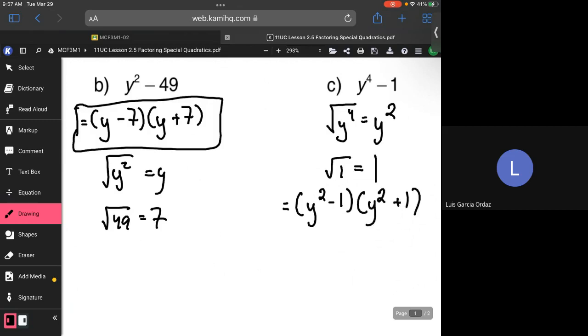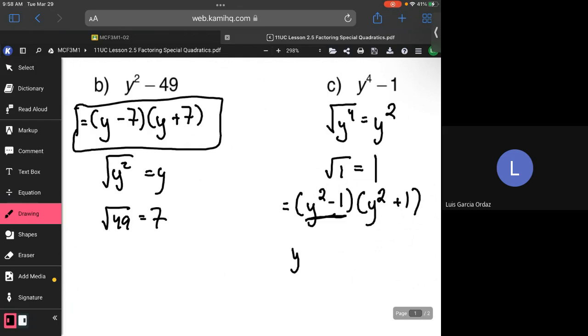Now, are we done yet? No. Why aren't we done yet? Do we have another one that's a difference of squares? If you look at both brackets, which one? Y squared plus 1 or y squared minus 1? Remember, difference of squares always has a minus in the middle. So this guy over here is also a difference of squares.